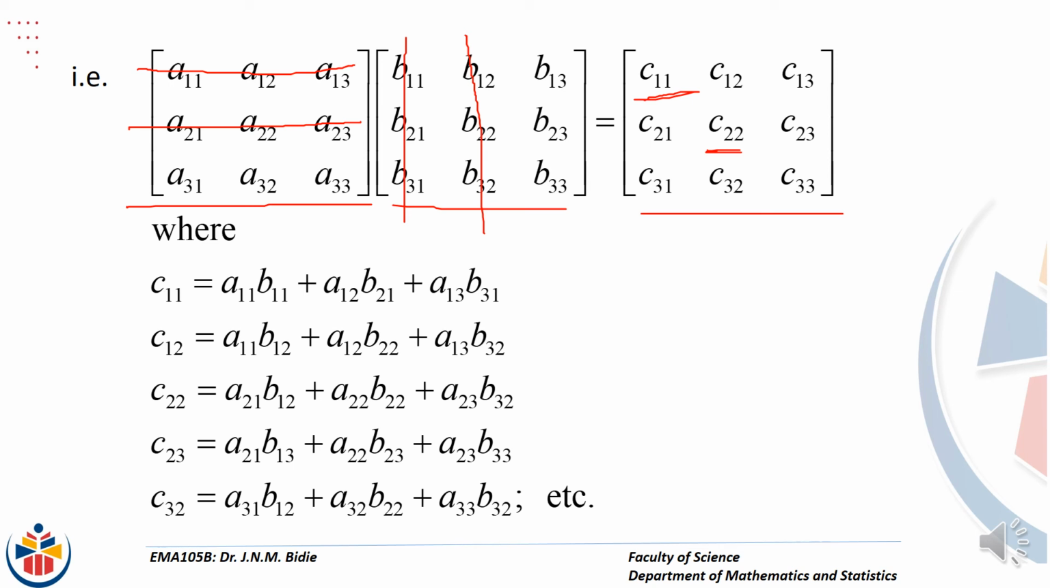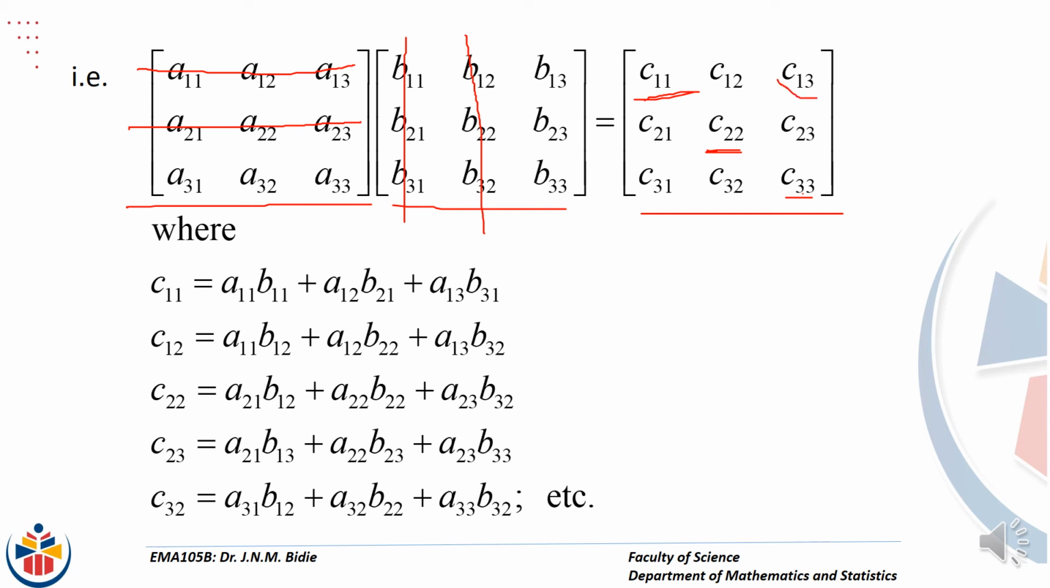Remember, 2 is for the row, the second 2 is for the column. So if you know your entries of the product matrix, remember C33. What does it mean? The first 3 stands for the row. So that means you've taken the third row of the first matrix and multiplied it to the third column of the second matrix. That's how you get C33.